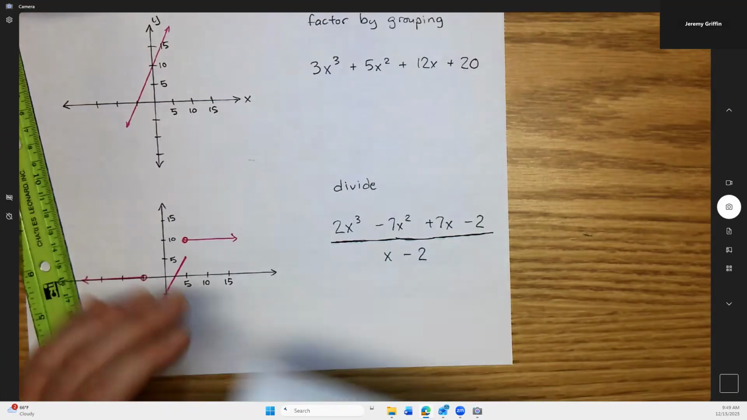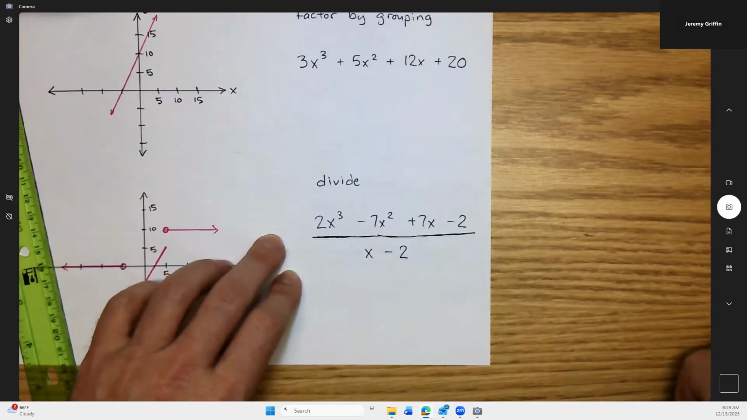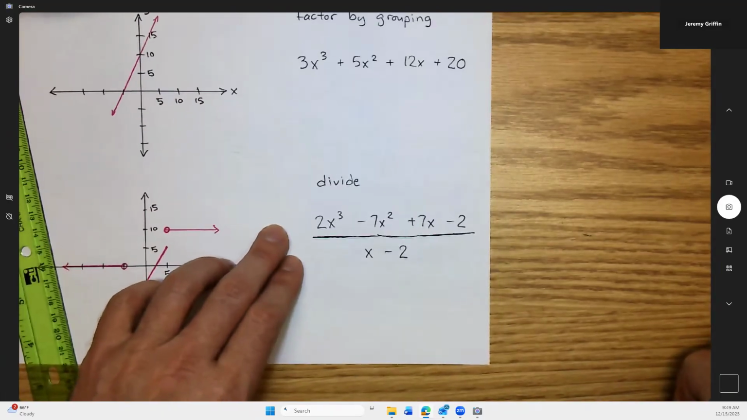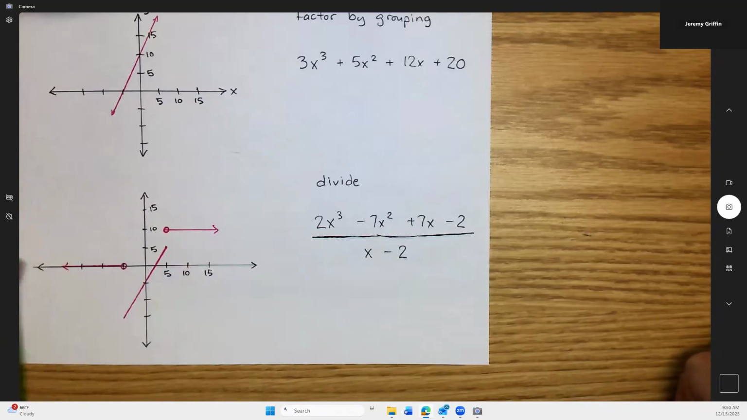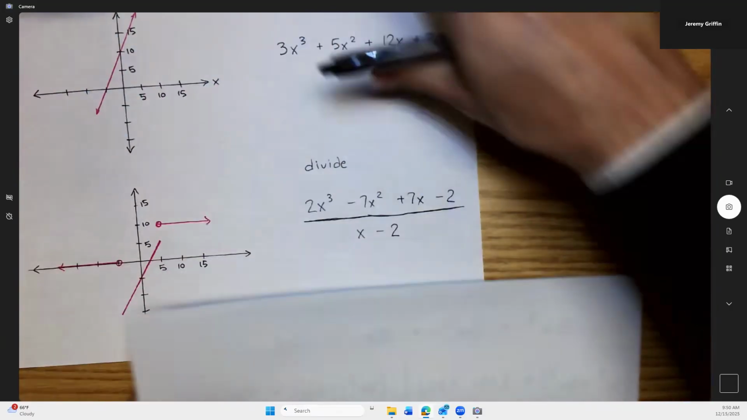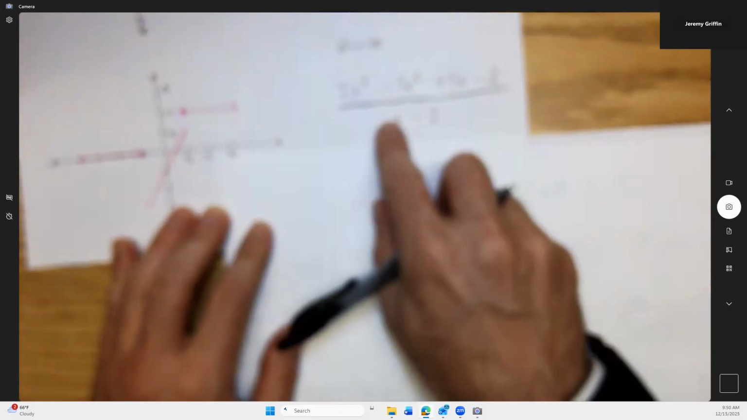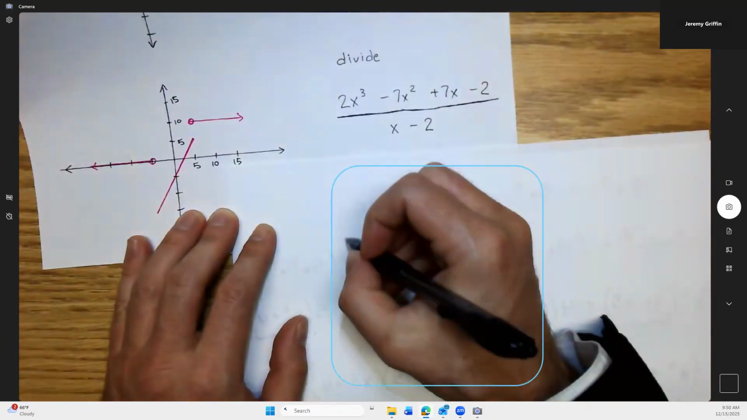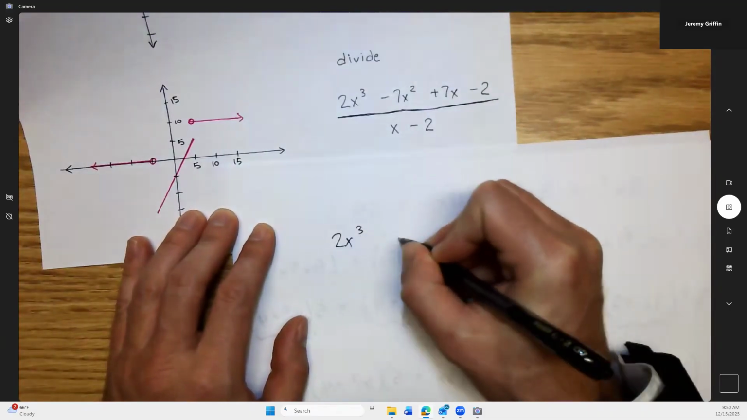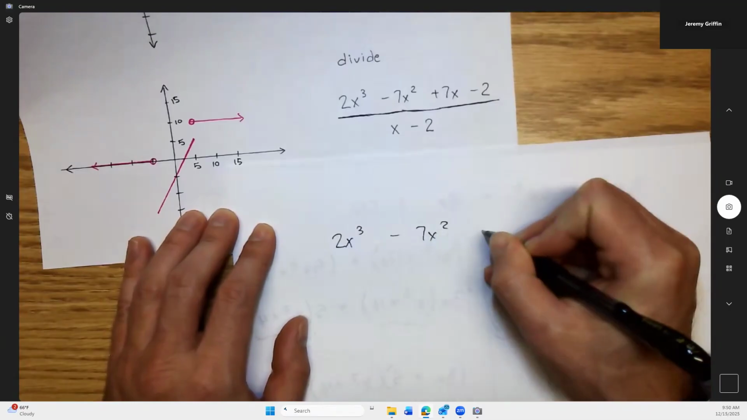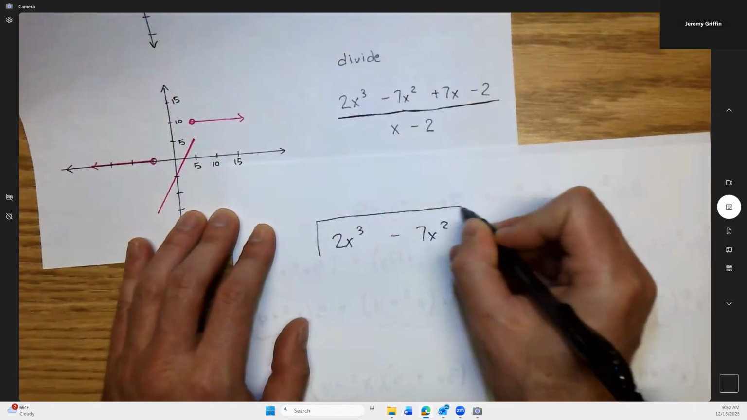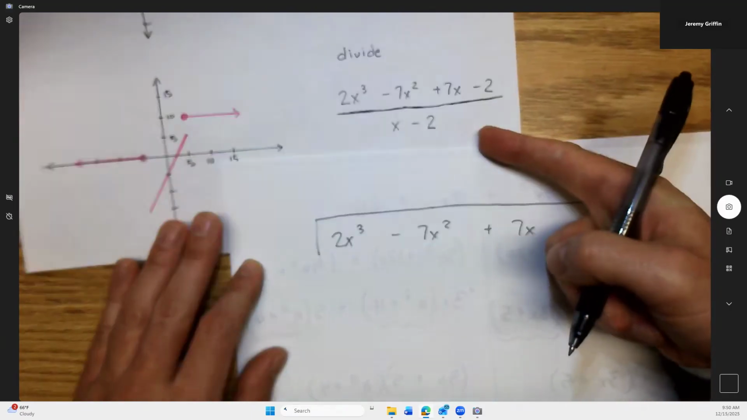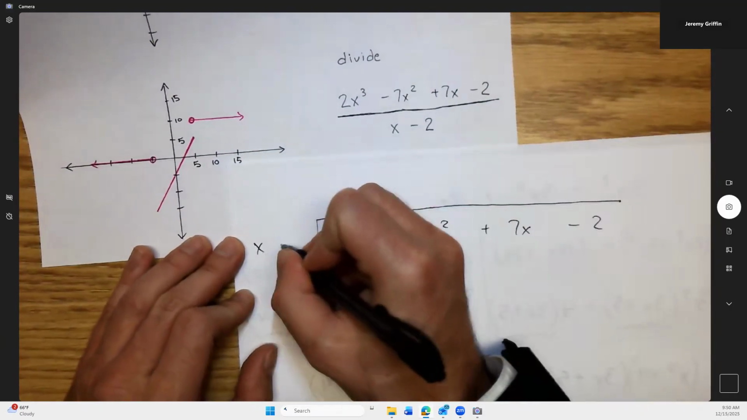Alright, division. So I'm gonna review with you guys. Everybody taking notes? Probably not. Let's do long division first, then synthetic division. So for long division, I'm gonna take this numerator, this dividend, 2x to the 3 minus 7x squared plus 7x minus 2, and divide it by this divisor, denominator, x minus 2.